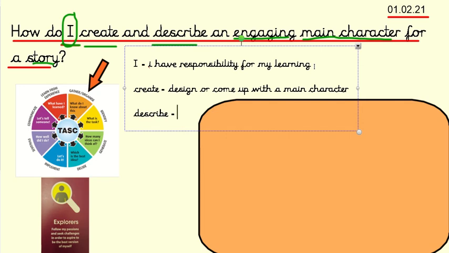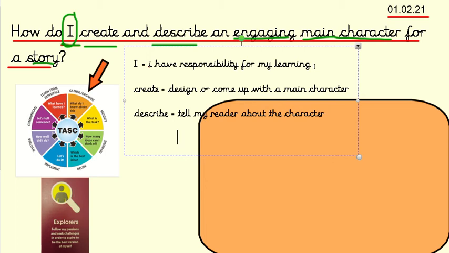If I'm going to have to describe something, that means I'm going to have to tell my reader about the character. We did lots of description last week about a storm, and we were focusing on making a picture in the imagination of our reader. And if we're describing a character, we want them to be able to picture that character. Now it's got to be a main character, so that means it's the lead character or the focus character in a story. So the story is most likely going to be about them.